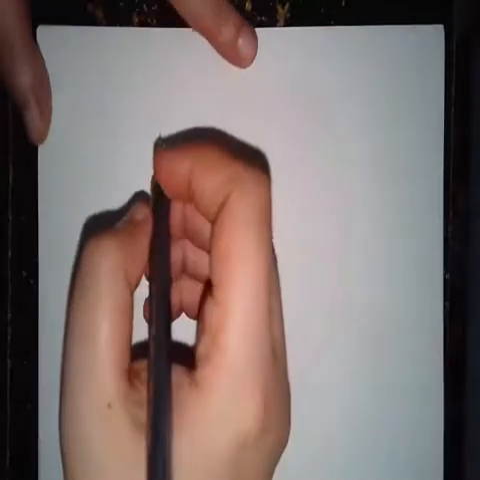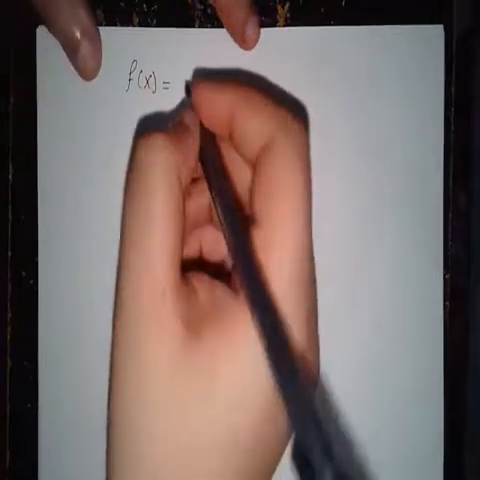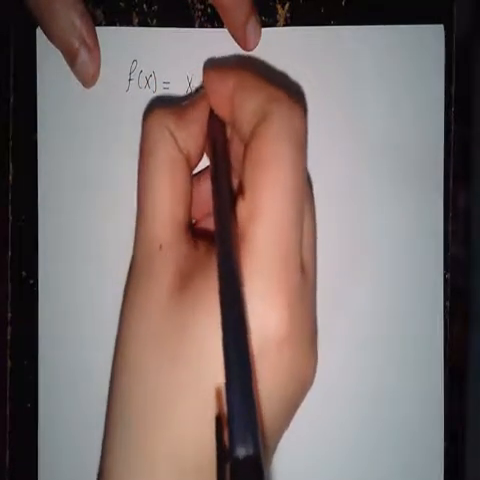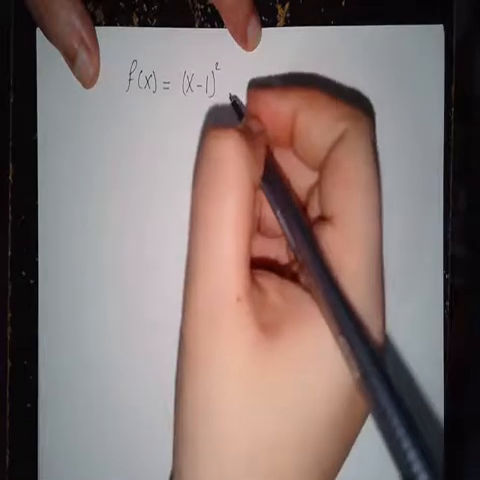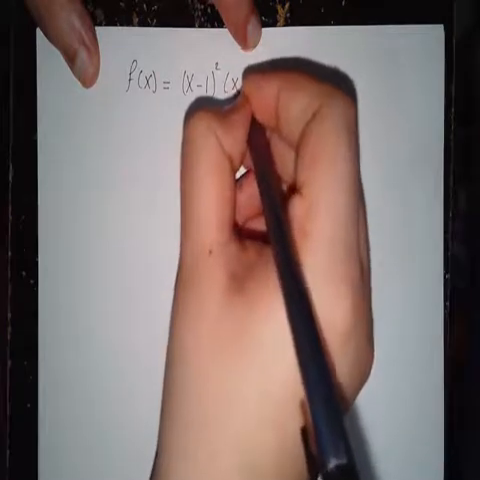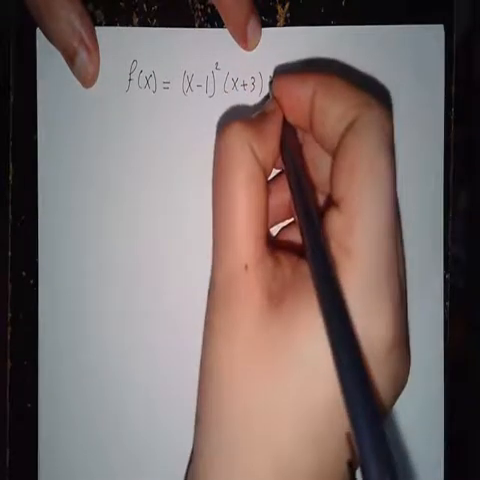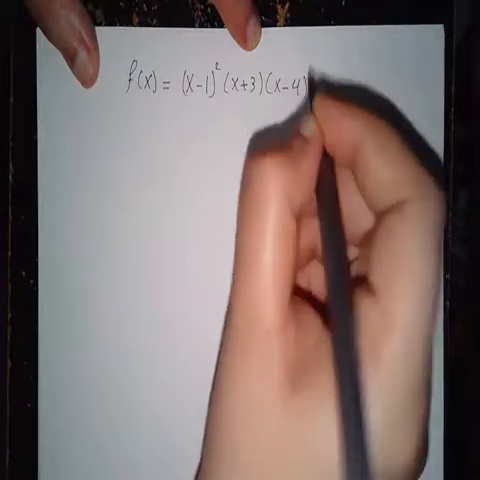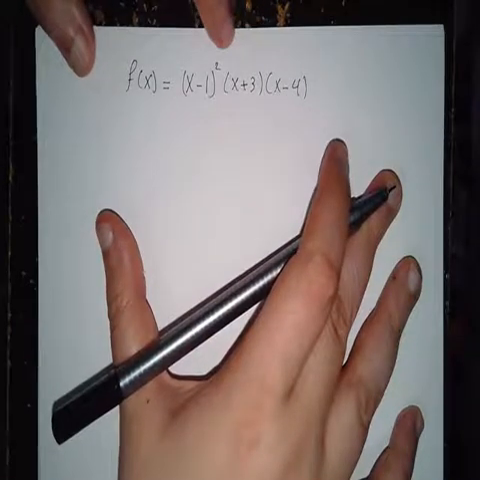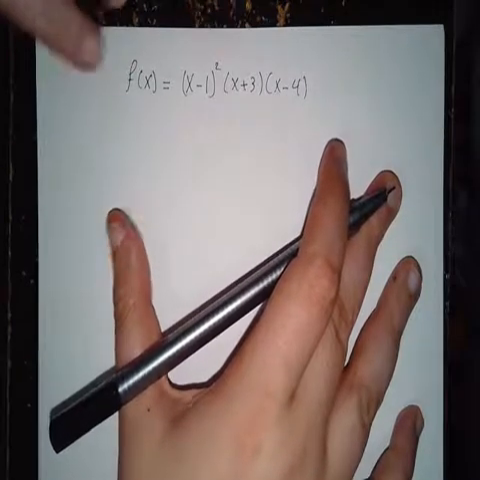But let's get to it. Here we go. So the question says sketch the function, and this is the function I'm giving you. f of x equals (x minus 1) squared, (x plus 3), and (x minus 4). Alright, so let's start from the beginning.